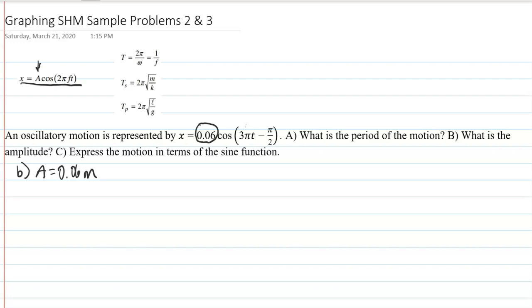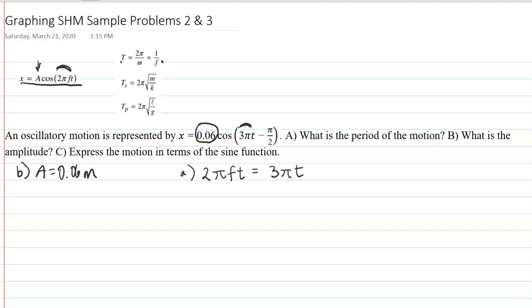Now part A, what is the period of the motion? Well, this right here, the 2 pi f t, is 2 pi times the frequency of the motion, and we've got a similar expression right here. So 2 pi f t equals 3 pi t. So if we can solve this expression for f, then we can take the inverse of that and get T, because remember, period and frequency are inverses. So I'm going to go ahead and solve this for f.